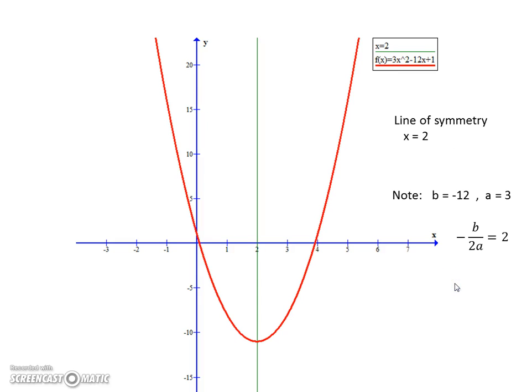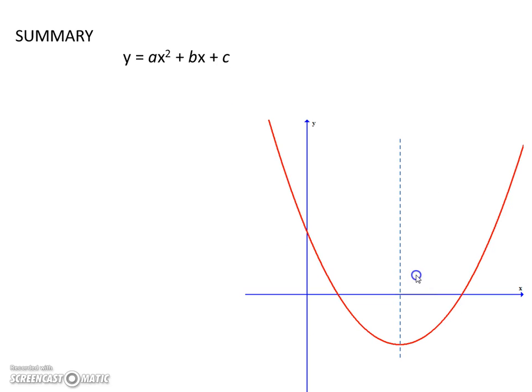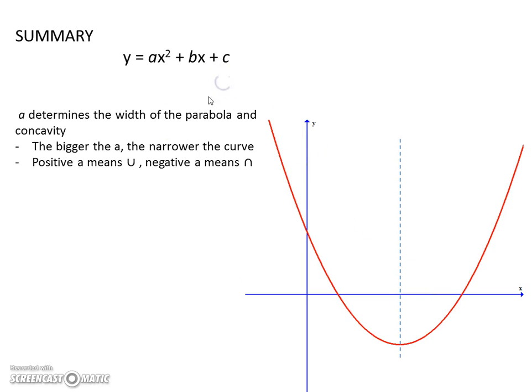So we've just discovered a few things. Here's another example. This time b is negative 12, a is 3, c is 1. And the line of symmetry is 2. If you do negative b on 2a, you get 2 as well. Another example. b is 16, a is negative 4, c is 8, and negative b on 2a is 2, so x equals 2 is our line of symmetry. So we've discovered a few things.